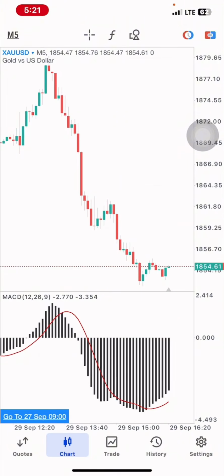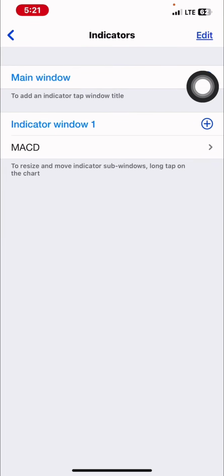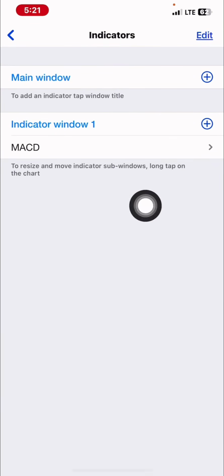Now let's go back to the F icon and add the second indicator, which is our moving average. Mind you, you have to add the moving average to indicator window 1. So you have to click on this icon right here.